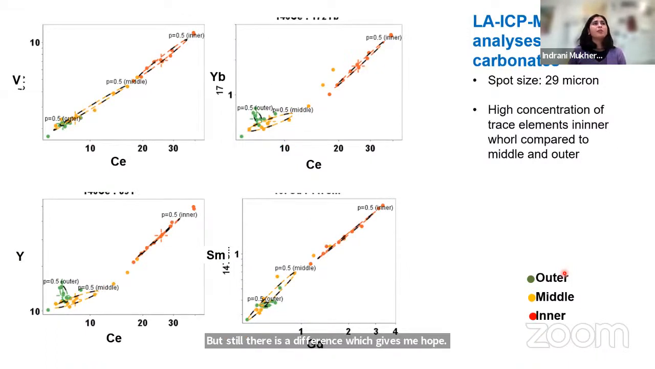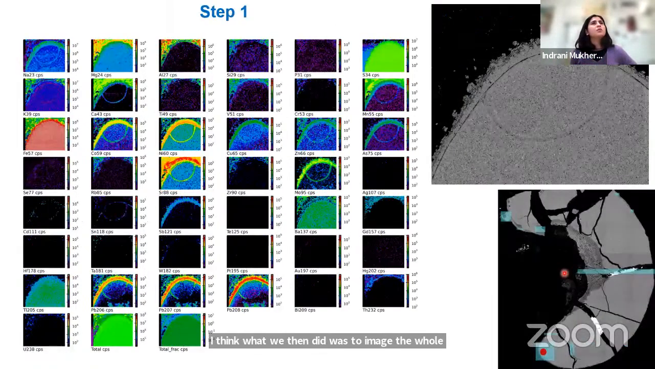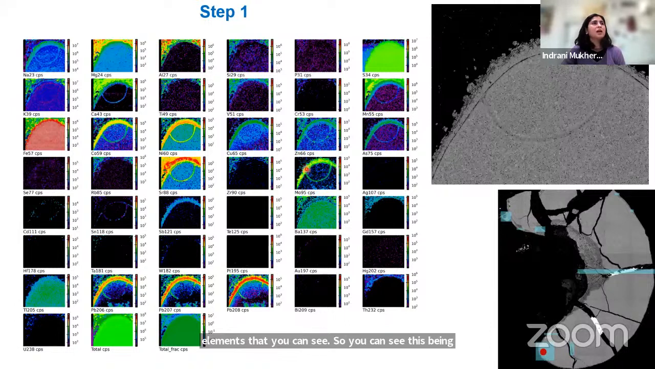Similarly, we did some rare earth analysis of the carbonate side of things, and that also gave us some differences. But that's not enough. I think what we then did was to image the whole sample. So in this case, we've imaged this portion here completely for the various elements. Here I'm showing you a map of this area. They've all been analyzed for these various elements that you can see. So you can see there's been enrichment in molybdenum, for instance, on the outside, and this inner bit here that I was talking to you about earlier, which looked very biogenic.